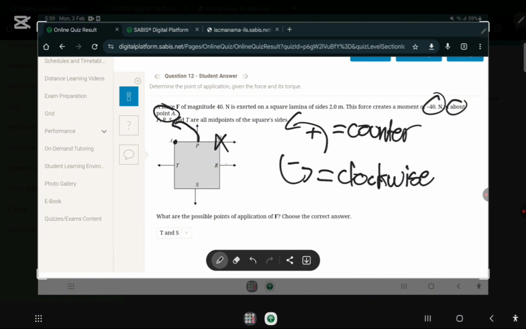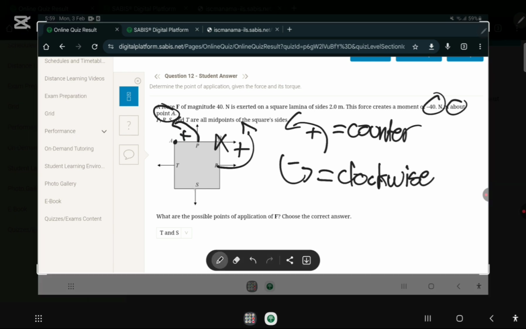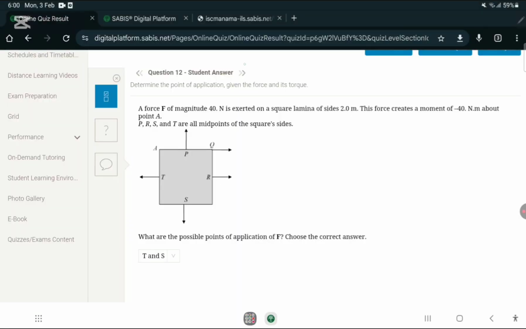And R, if you do it like this, it's going to be moving counterclockwise as well, around the axis of A. But for S, it's going to be moving like this, clockwise. So it's going to be negative. As for T, it's going to be negative as well. So that's T and S. Okay, let's go to the next.